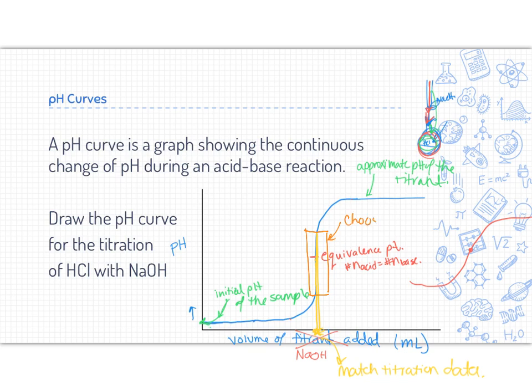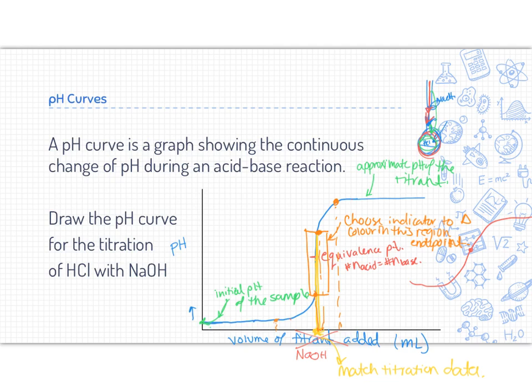So choose an indicator to change color in this region. And remember, a change in color represents our endpoint. So our endpoint can be anywhere in this area. And again, it's okay because the difference between the amount of titrant added here versus here is so slight that we really won't see it, maybe one drop. I don't want my indicator to change up here because that's quite a significant difference. Same, I don't want my indicator to change too soon. So making sure it's right along that step is important.